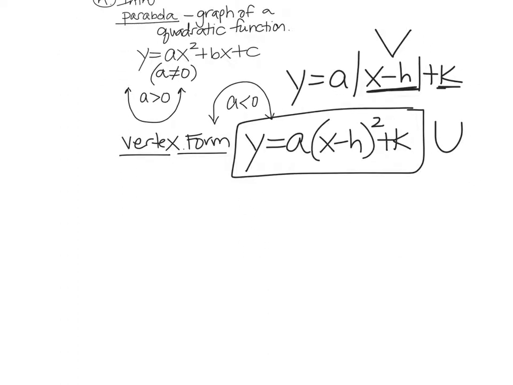Okay, now with vertex form, from this graph, like let's say here's your parabola. This point right here is the vertex.